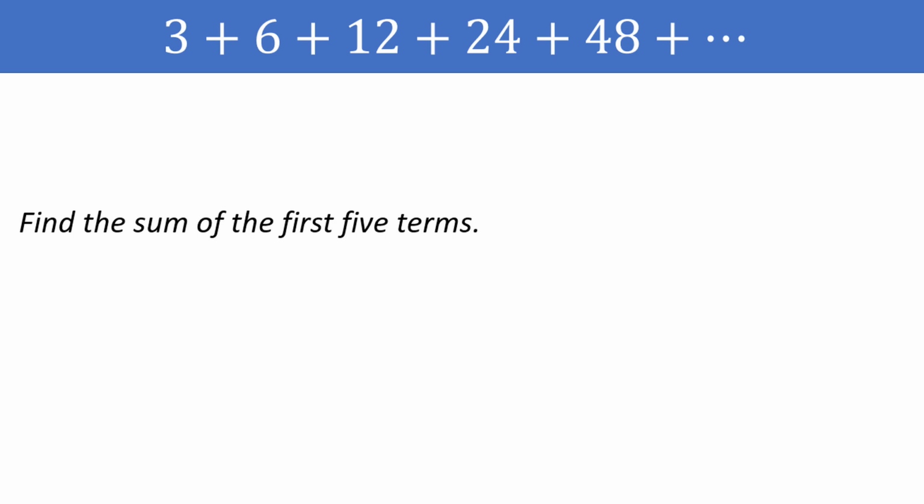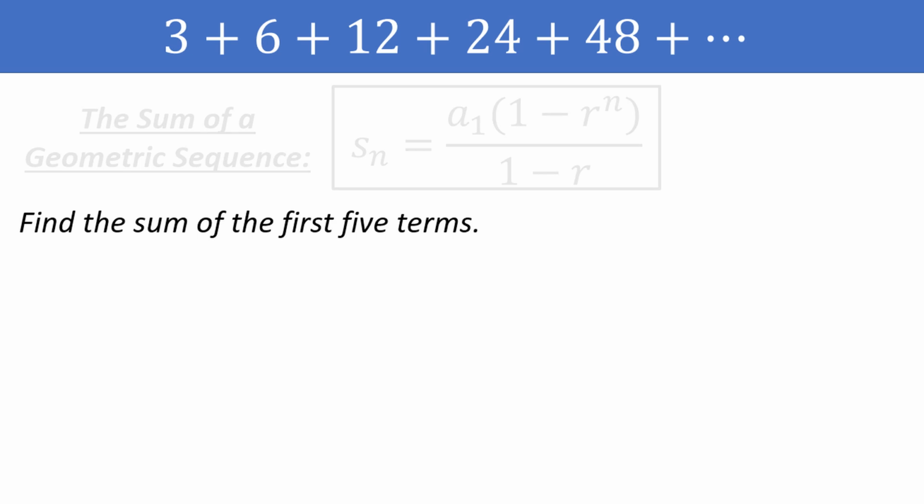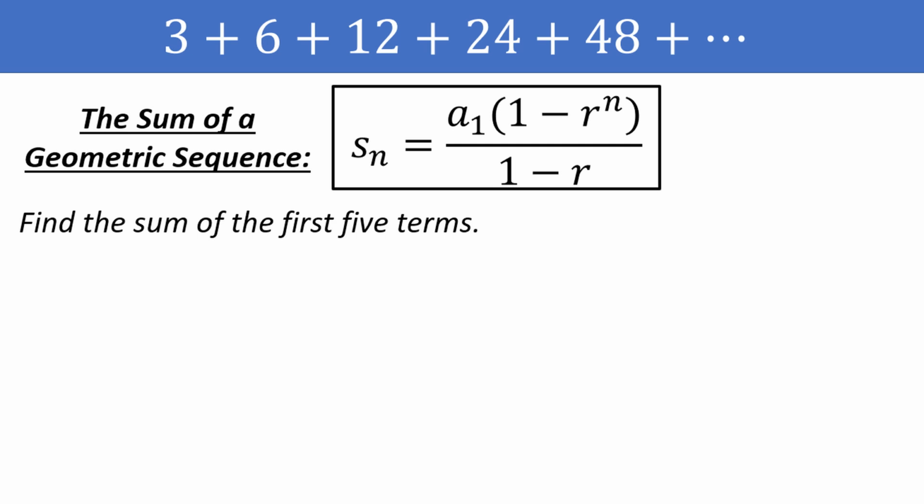I'm not going to prove it to you, but it turns out that the sum of a geometric sequence can be found by s sub n is equal to a sub 1 times 1 minus r to the nth power divided by 1 minus r, where s sub n stands for the sum of the first n terms, n is the number of terms that you want to sum, a sub 1 is the first term, and r is the common ratio between terms.